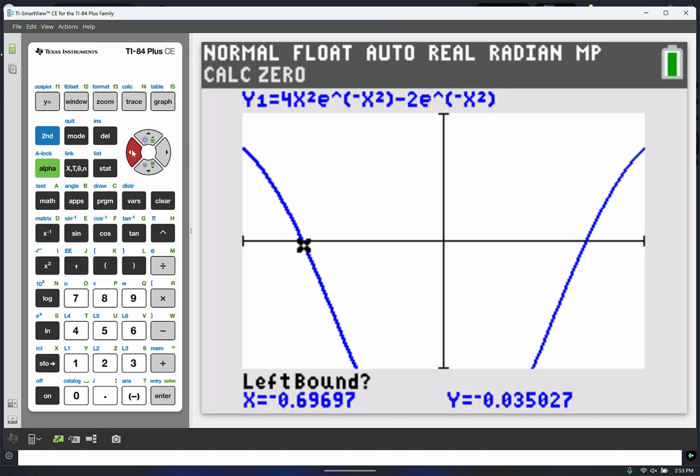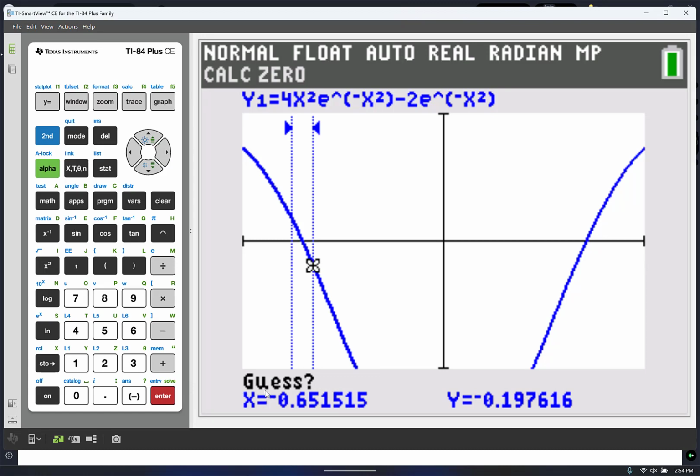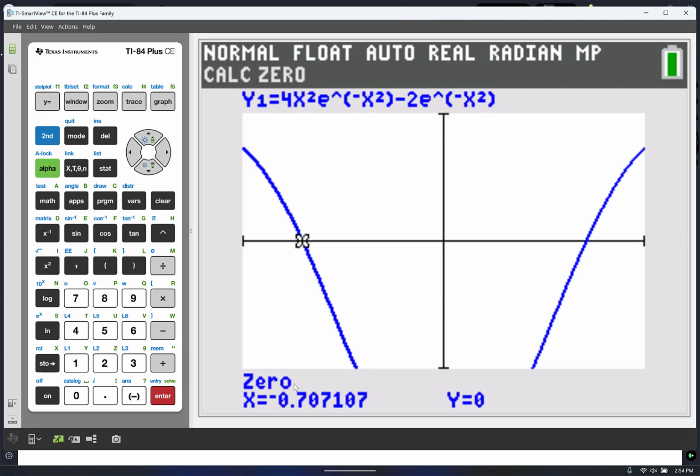And I just go to the left of that x-intercept. Push enter. You don't have to go extreme. You just go to there. It says right bound. Go to the right of that x-intercept. Push enter. And it's going to say the word guess. If there's many of them, go to the one that you want. There's only one, so you don't have to push anything. Just push enter. It needs to say the word 0. Does it say negative 0.707? That is a point of inflection at that x value.